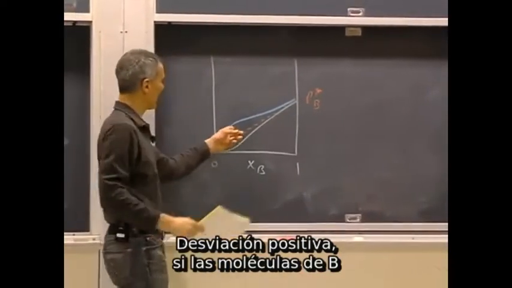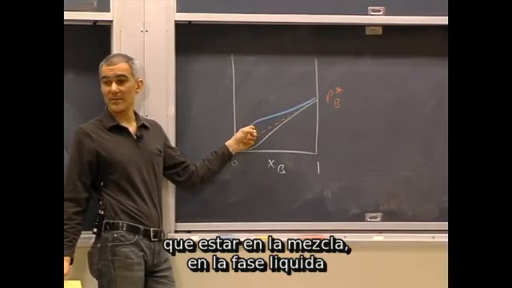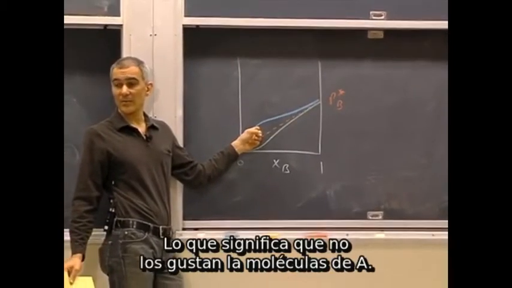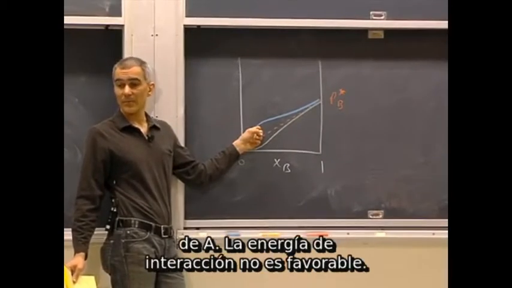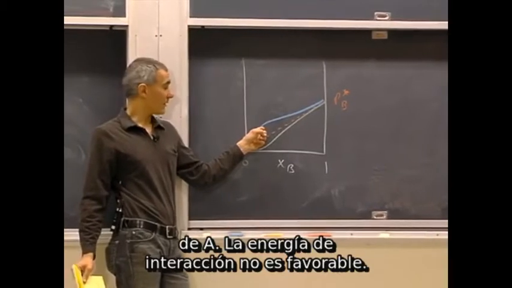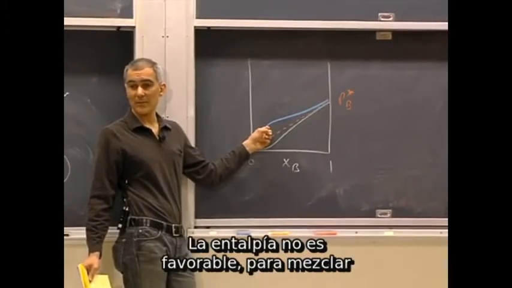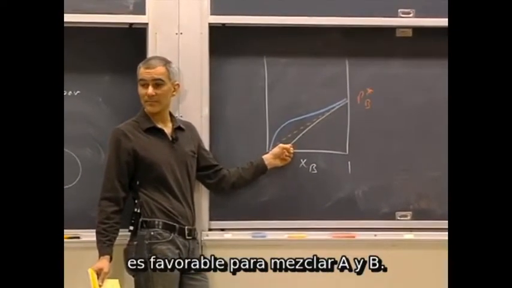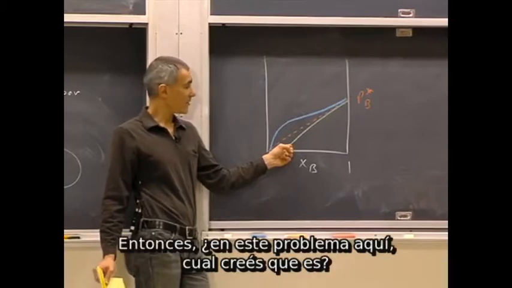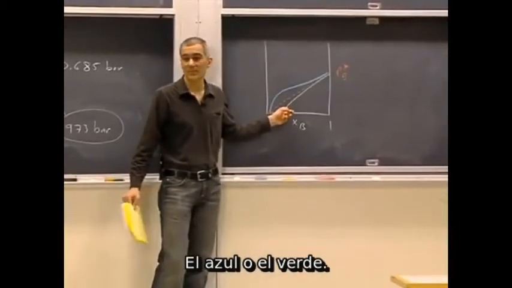Positive deviation if the molecules of B would rather be in the gas phase than be in the mixture in the liquid phase, meaning they don't like molecules of A. They don't like to be mixed with molecules of A. The energy of interaction is not favorable. The enthalpy is not favorable for mixing A and B. In this other case, the enthalpy is favorable for mixing A and B. So in this problem here, which do you think it is? The blue one or the green one?